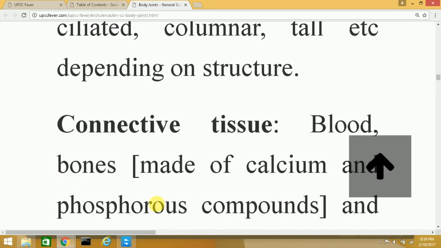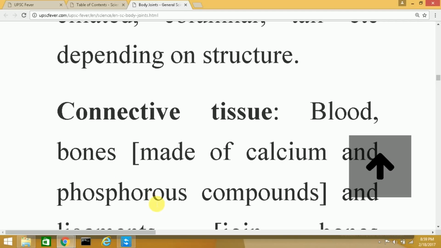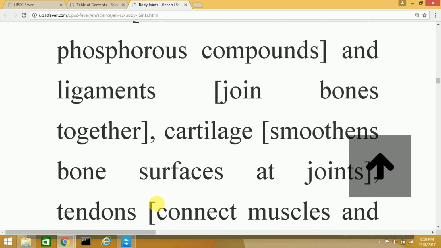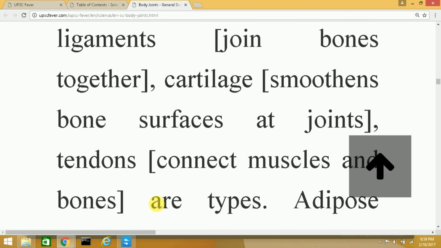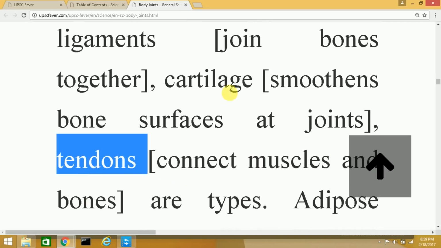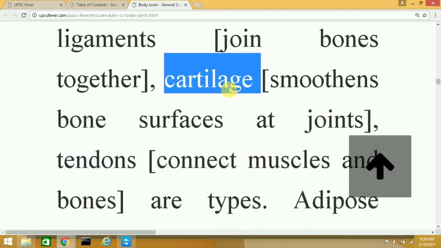Ligaments are connective tissues that join bones together. Cartilage is the smooth surface of the bones at the joints. Then tendons are also one type of connective tissue. A tendon connects a bone and a muscle. As it is shown here, tendons and cartilages. Right, so that was it about the tissues present in our body and their uses.